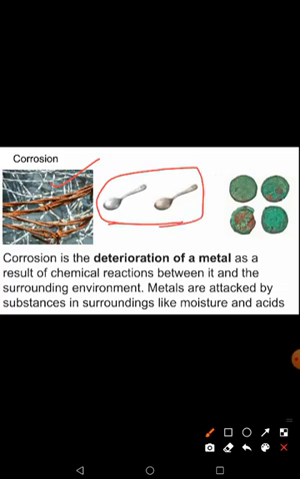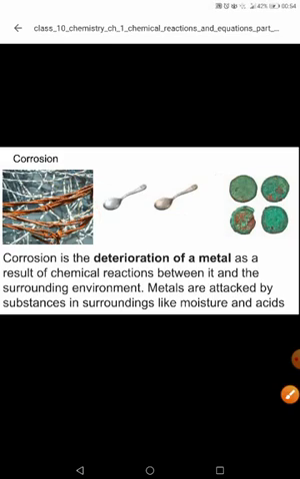glass doors so that they do not come in contact with the environment, or they'll be wrapped in paper and kept. Similarly, copper utensils, which we have at home: when you don't wash them for several days and they are kept exposed, you must have observed a green tint formed over them. This is because they are undergoing corrosion.